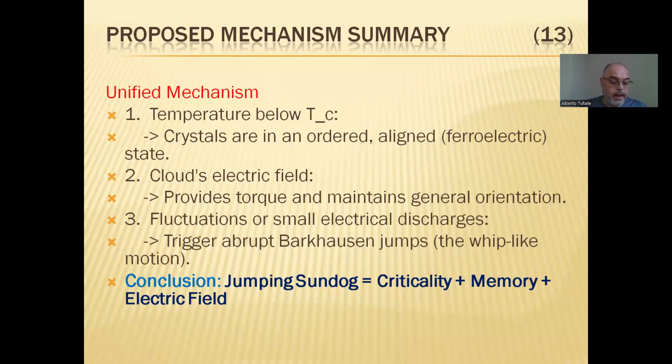In summary, our unified mechanism is this: crystals behave as electric dipoles. Below the critical temperature, they are in an ordered ferroelectric state. Then small fluctuations or discharges in the cloud's electric field cause abrupt Barkhausen jumps, which we see as the whip-like motion. And crucially, the system has a memory of its previous state. So this is the idea that causes the jumps in the sundog.